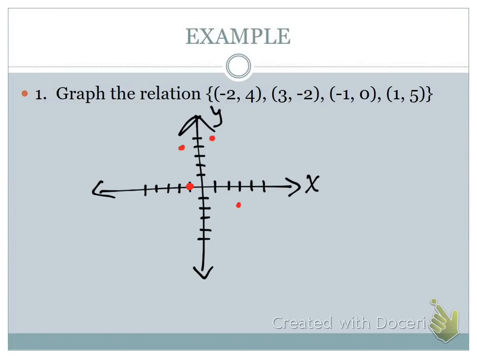When we graph relations and we're given a set of ordered pairs, all we do is graph those points. We are not playing connect the dots. We are not drawing lines. We were only asked to graph those specific points, so we leave it at that.